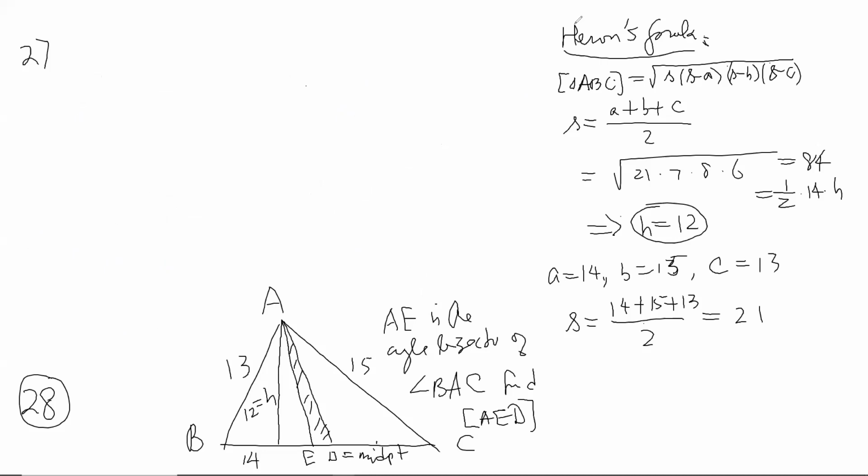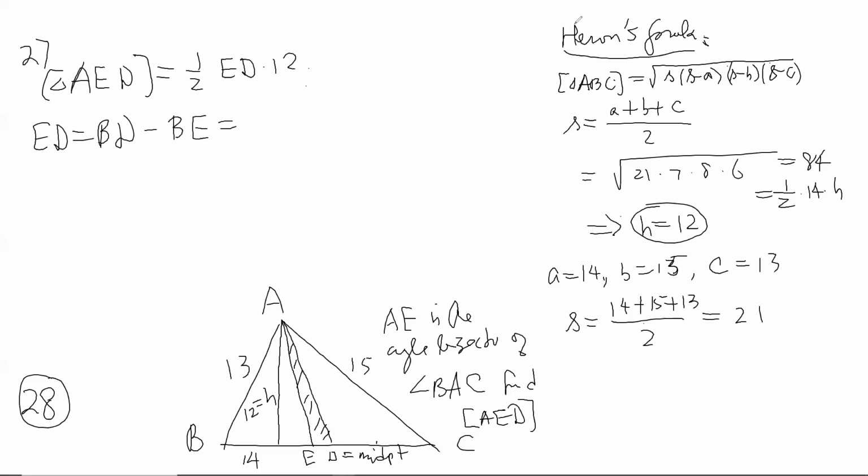The area of AED would be ED times 12 divided by 2. So it's 1/2 of ED times 12. Right, what is ED then? ED is equal to DB minus BE, and DB is 7 because it's the midpoint. BD is 7 minus BE.